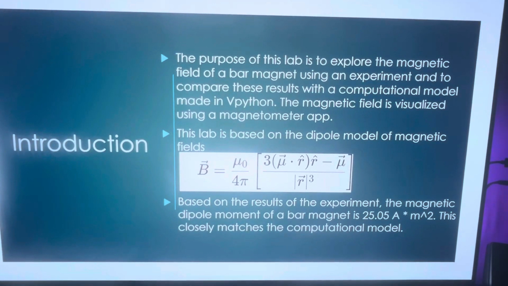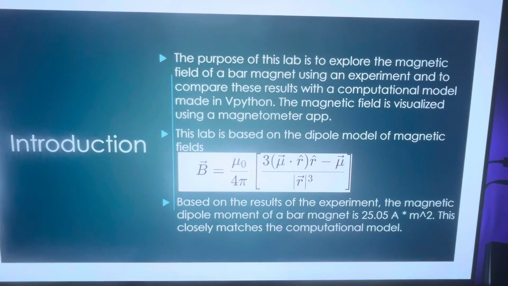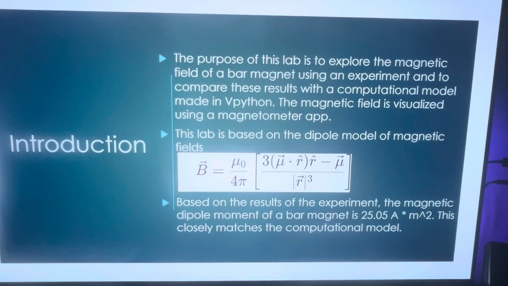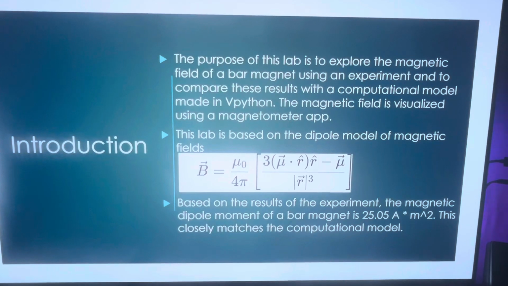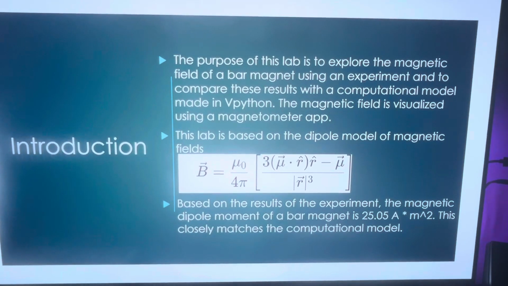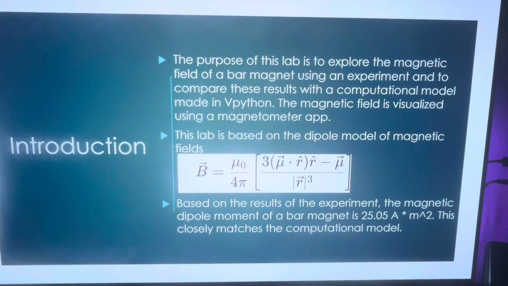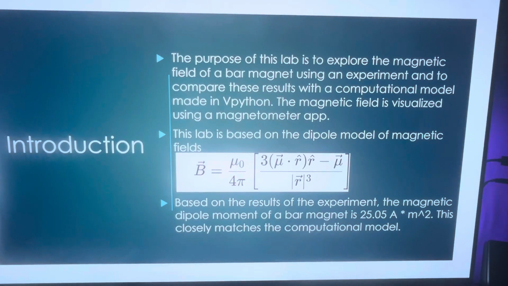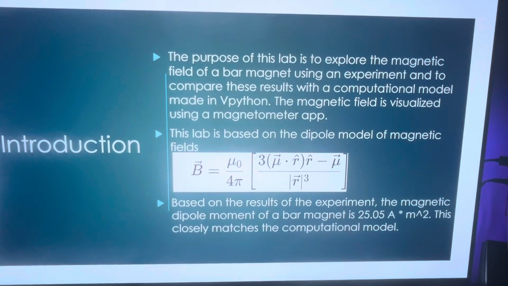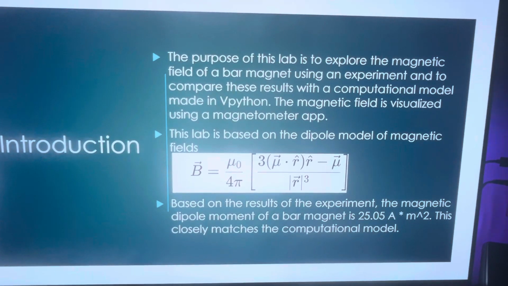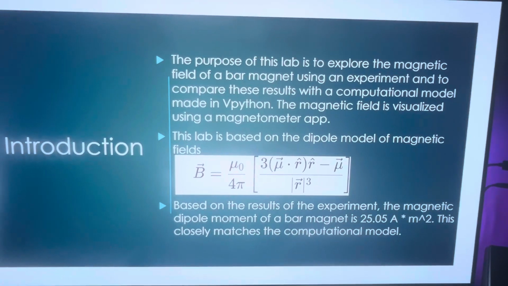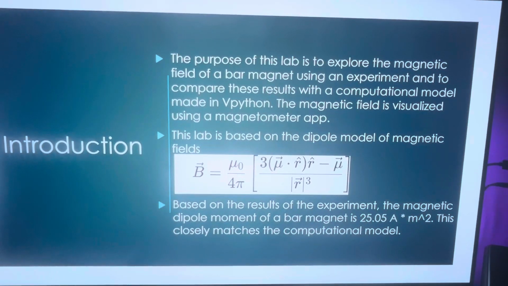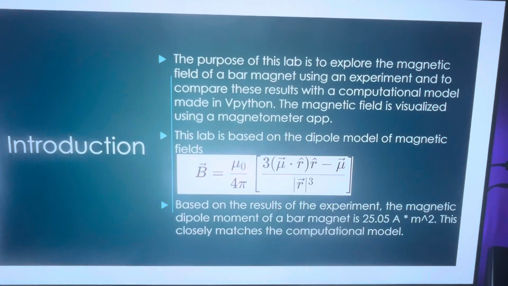This lab is based on the dipole model of magnetic fields, which states that B is equal to mu naught over 4 pi times (3 mu hat r hat minus mu vector) over r cubed. Based on the results of the experiment, the magnetic dipole moment of a bar magnet was found to be 25.05 ampere meters squared. This closely matches the computational model.